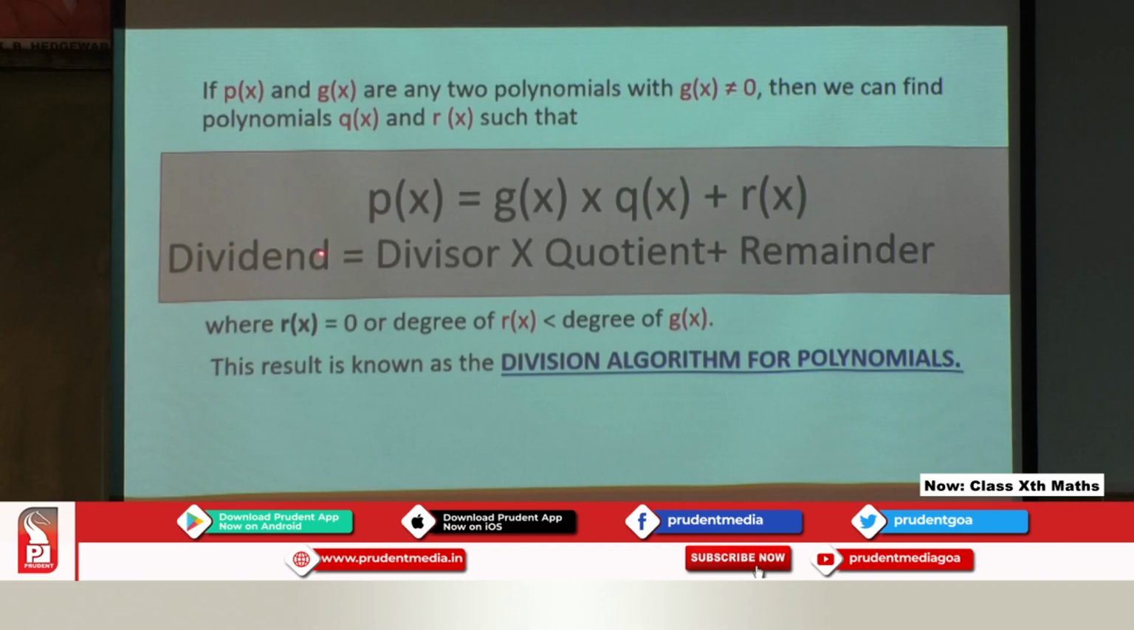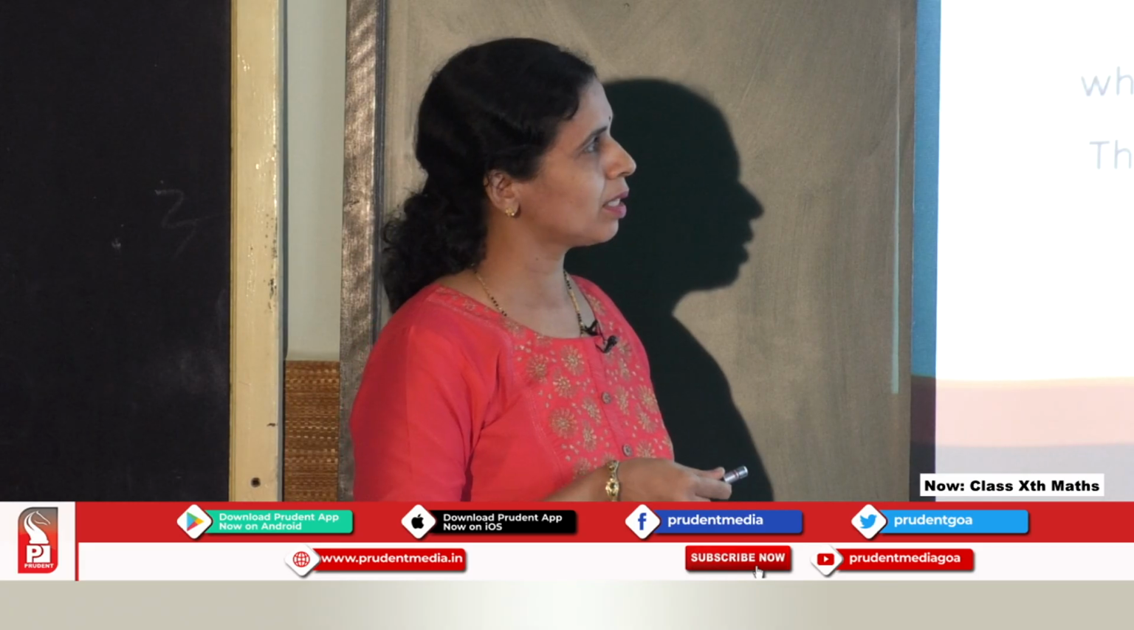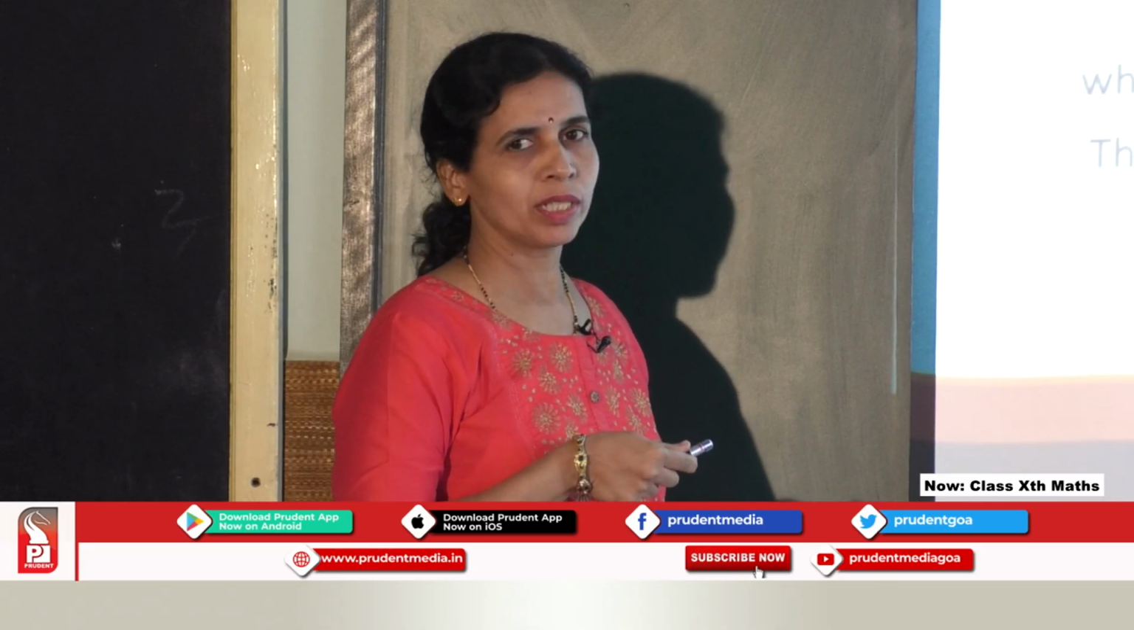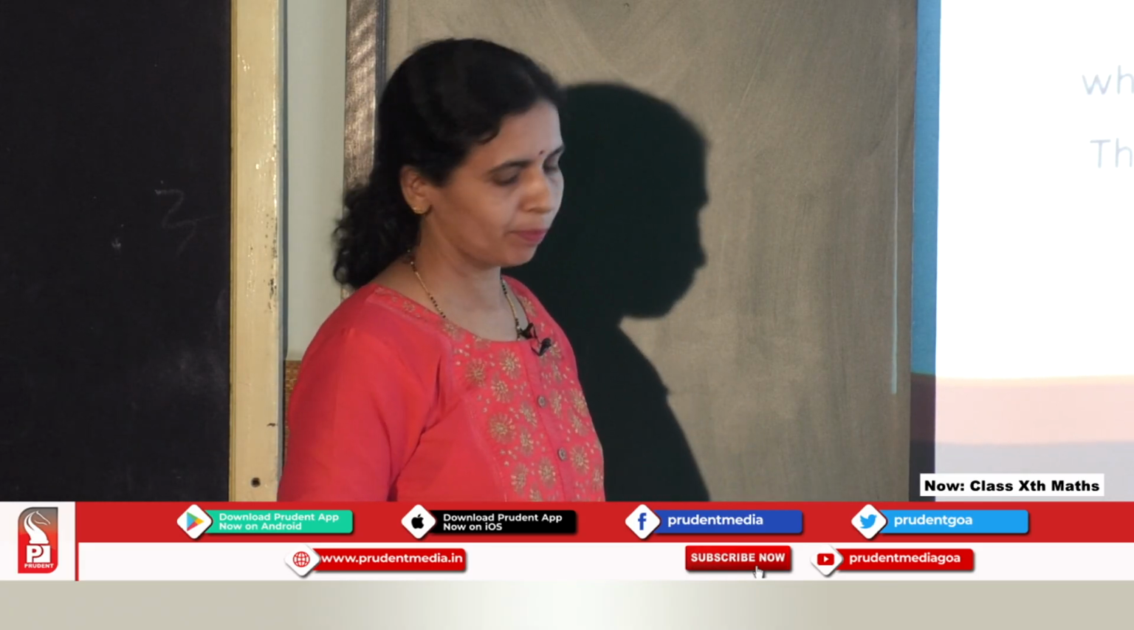That is, dividend is equal to divisor into quotient plus remainder, where r of x is equal to 0 or degree of r of x lesser than degree of g of x. This result is known as division algorithm for polynomials. This is a very important formula, you should remember. Using these formulas, now let us solve different types of problems.